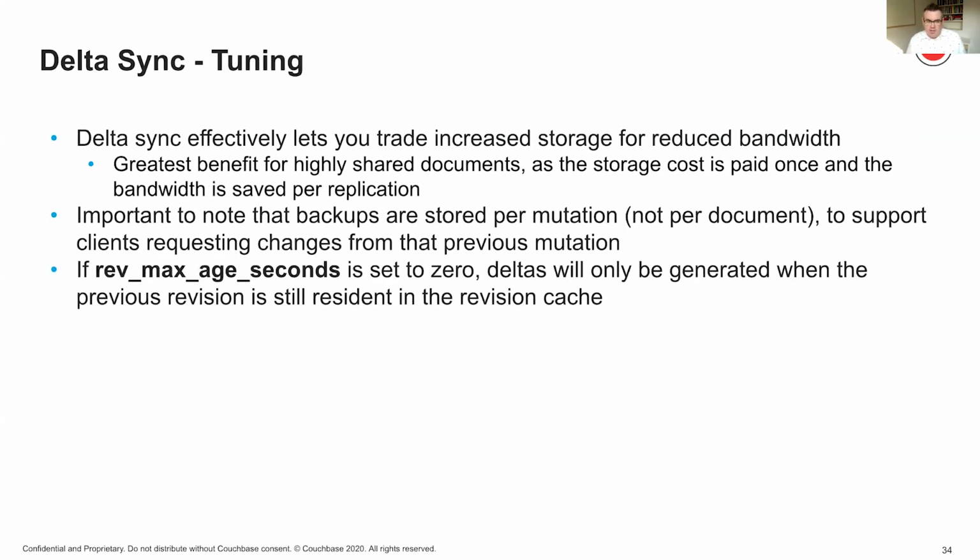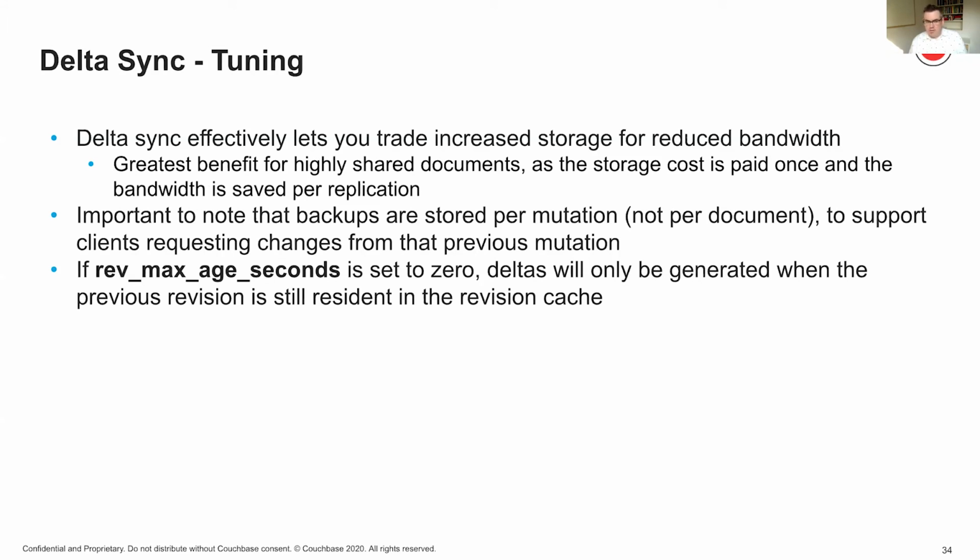So functionally, Delta Sync is letting you trade increased storage on the back end for reduced bandwidth. And this is going to have the greatest benefit for highly shared documents, as you pay that storage cost once, but you save that bandwidth every time a client replicates that document. So if you have documents going out to thousands of clients, you're paying for that extra copy once and saving the bandwidth thousands of times.